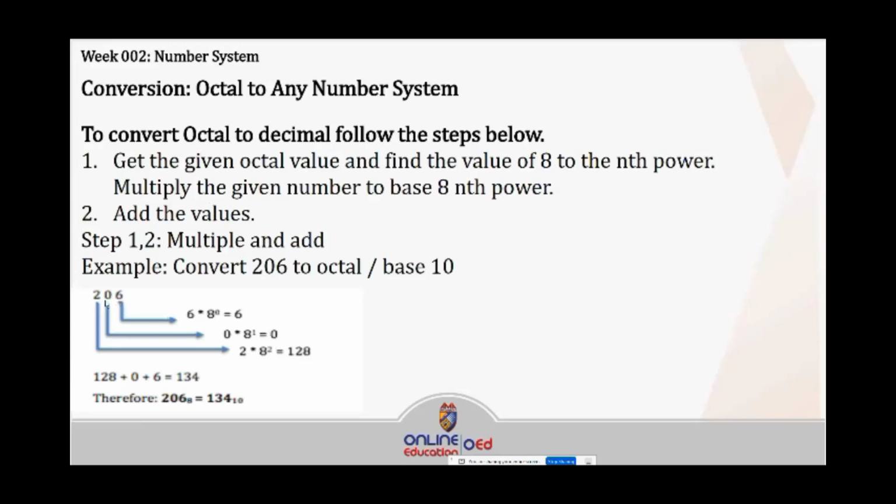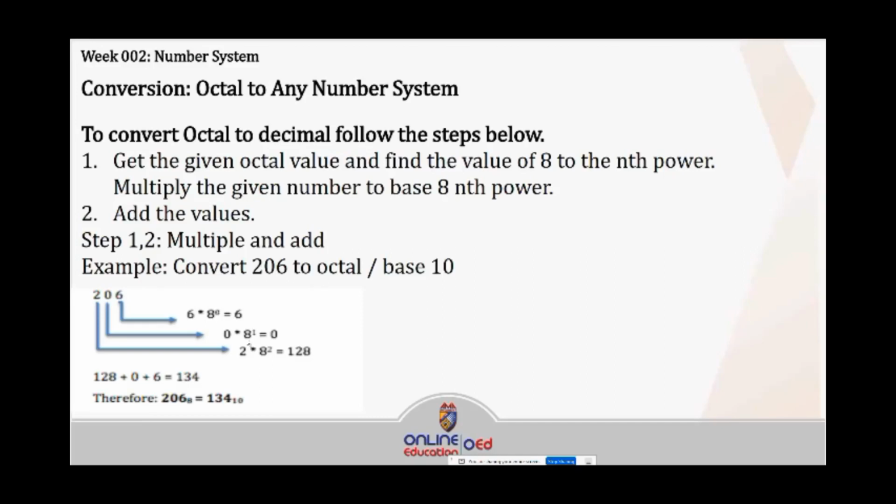Since the base of the octal is 8, all you have to do is first write the values, which is 6, 0, and then 2. And then multiply by its base. The base is 8 because it's octal. So 8, 8, 8. Next, increment the exponent from 0, 1, 2, increasing by 1. Any number raised to 0 is equals to 1. That's the rule of mathematics. 8 raised to 0 is equals to 1. 1 multiplied by 6 is 6.